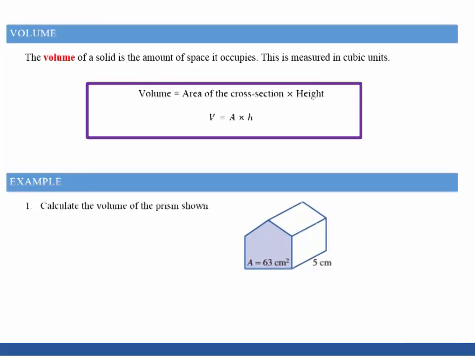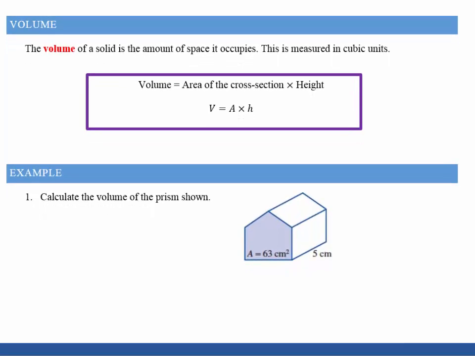So let's have a look at our volume then. These are things you probably already know, that the volume of a solid is the amount of space that it occupies, and this is measured in cubic units. To find the volume of something, it's the area of the cross-section, and that's the shape that, if you keep cutting it, is the same shape all the way through, times the height. So the formula that is on your formula sheet is this. The volume equals the area of the cross-section times the height.